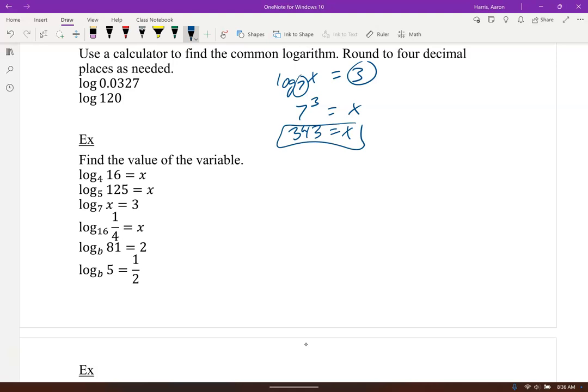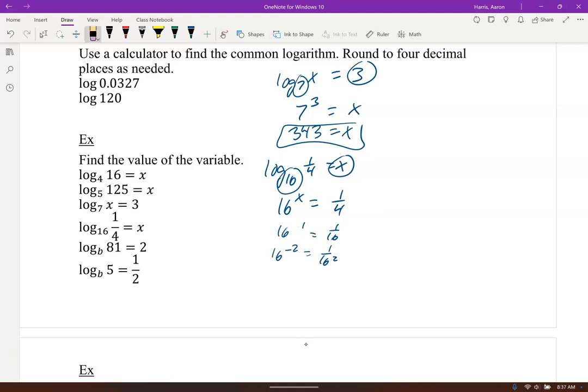Let's look at the fourth one there. Log base 16 of a fourth equals x. So I'm going to go 16 to the x equals a fourth. If you think about this, I don't want 16 to the 1, that's 16, or 16 squared, that's 256. It's too big, right? So what about 16 to the negative 1? Well, that's 1 over 16. That's not it. 16 to the negative 2, that's 1 over 16 squared, that's 1 over 256. That's not it.